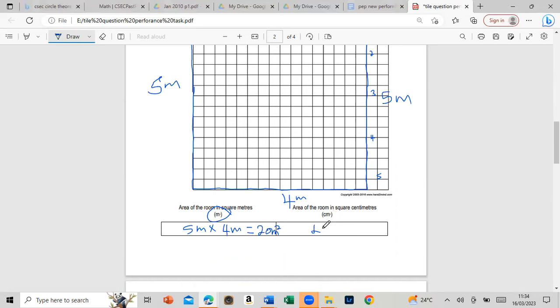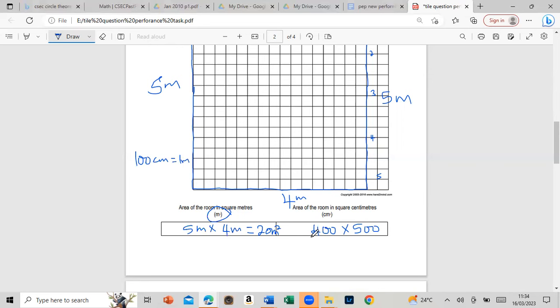However, this can be a bit challenging. For the centimeters, it would be 400 multiplied by 500. Because remember, 5 meters is actually 500 centimeters, since it takes 100 centimeters to make 1 meter. So that means 5 meters is 500, and so on. Alright?